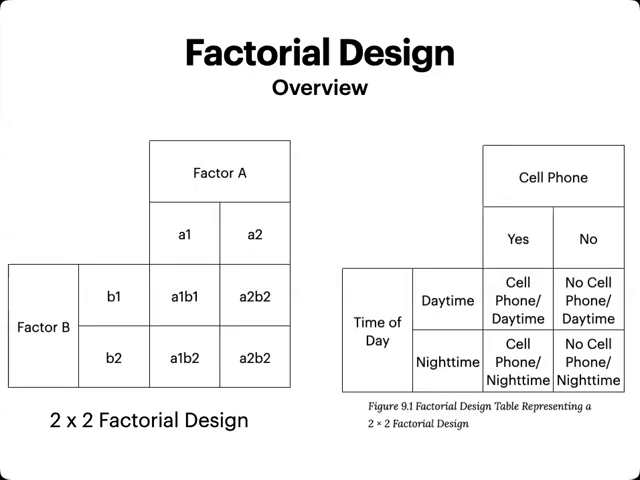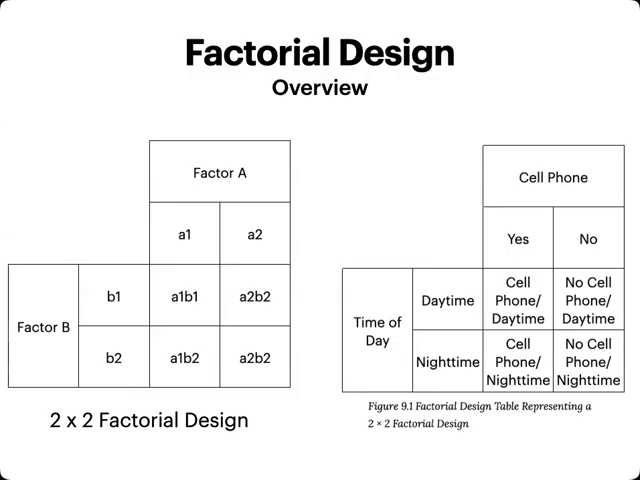For example, look at the left table, or I should say figure. Let's say there are factor A with two levels, A1 and A2. Okay, so factor A has two levels, right? A1 and A2. And a factor B has two levels, B1 and B2.